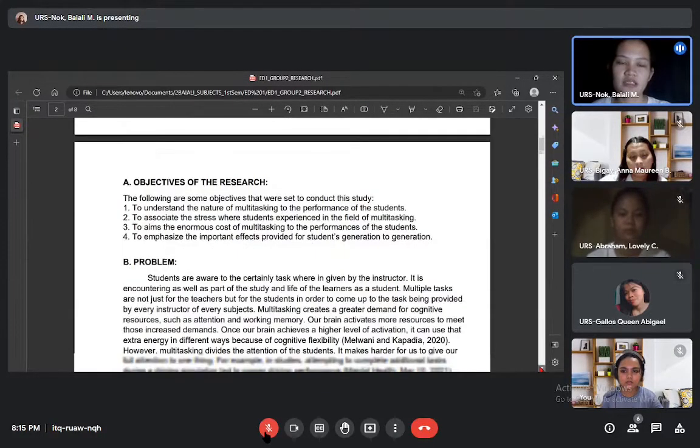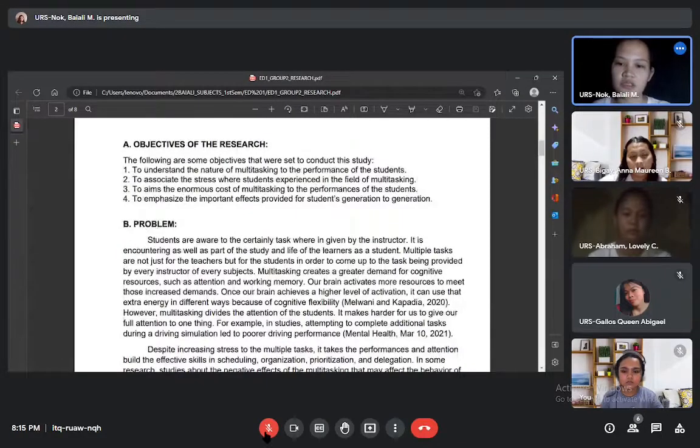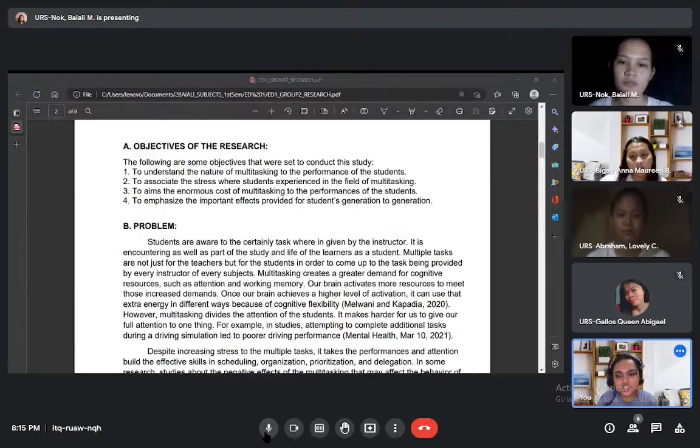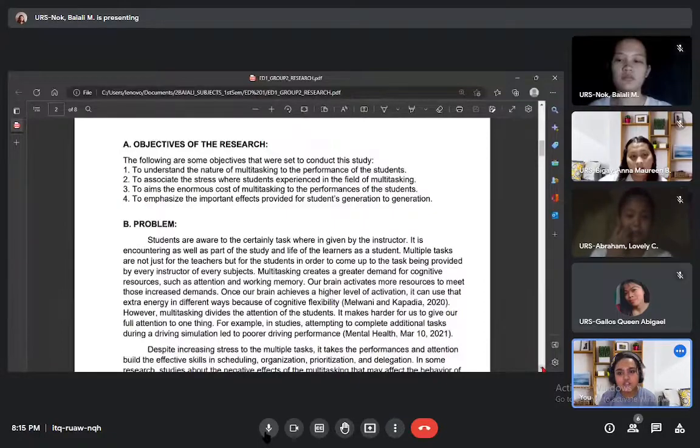And next is the objective of the research. For the objectives of the research, the following are some objectives that were set to conduct this study. Number one, to understand the nature of multitasking to the performance of the students. Number two, to associate the stress where students experience in the field of multitasking. Number three, to aim the enormous cost of multitasking to the performance of the students. And lastly, to emphasize the important effects provided for students generation to generation.